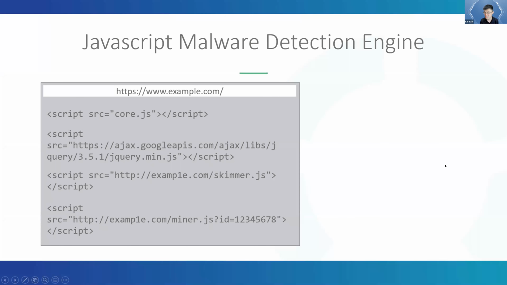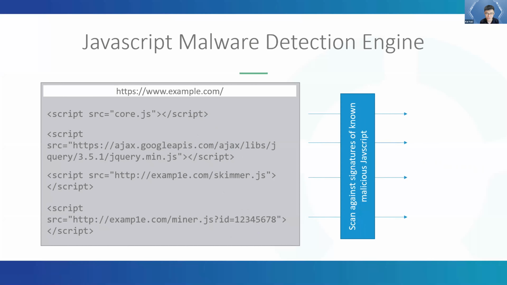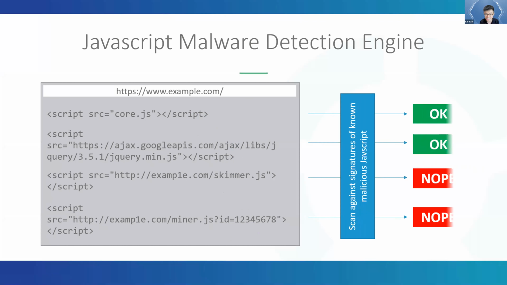How this JavaScript malware detection engine works is really quite simple. If you are familiar with how websites work, you may have many JavaScript files on your site. We take all these JavaScript files, scan them, and feed them through a scanner that compares against signatures of known malicious JavaScript, right? So we have a set of known malicious JavaScript signatures. We check all your scripts against these signatures, and then we come to a conclusion whether it is good or bad, whether we know that it's bad.